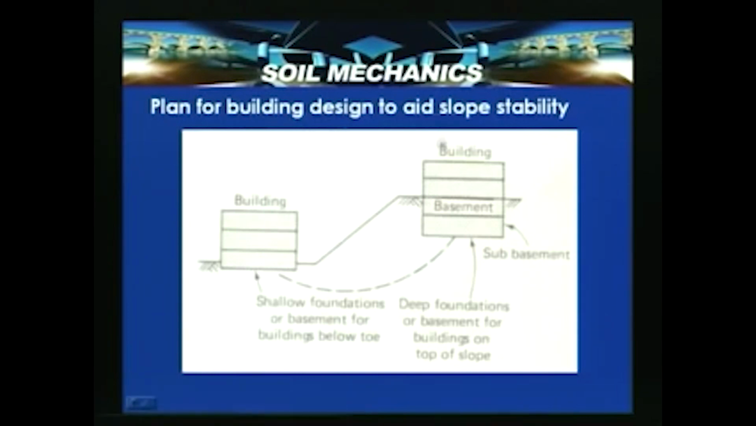And plan for building design to aid slope stability. Suppose the building design is made like this: a building is constructed at the crest of the slope, and similarly another building is constructed at the toe of the slope. The shallow foundations or basements for the building are below the toe, and deep foundations or basements for the building on the top of the slope. If the planning is done like this, by locating the buildings at different elevations, this enhances the slope stability.